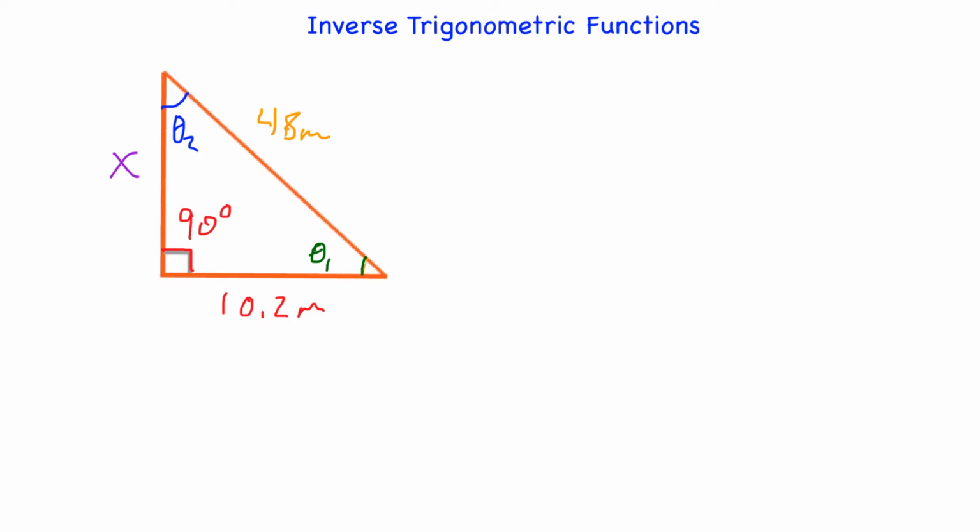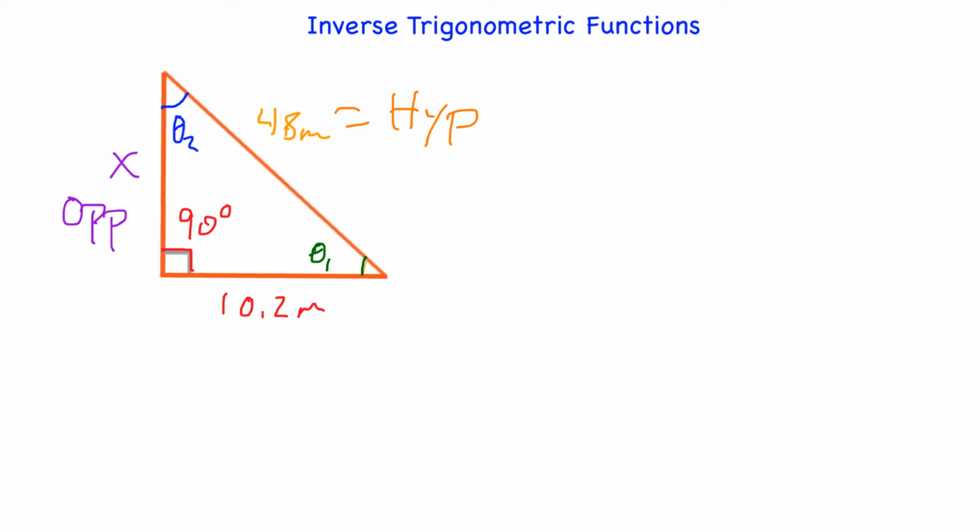We need to name the triangle based off of theta 1. So let's see if you can do that. Obviously this 48 meters up here is going to be the hypotenuse. So we will label that hypotenuse. What is the x going to be? What would that be named based off of theta 1 here? What would x be called? The opposite side.